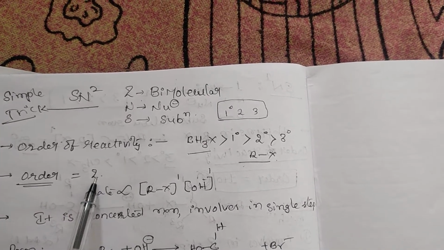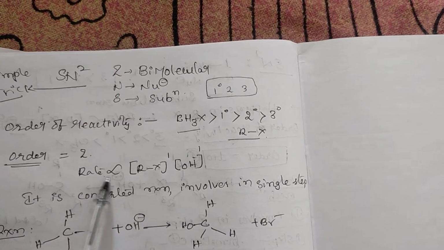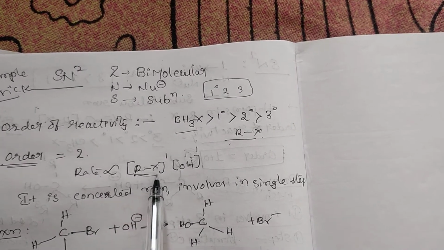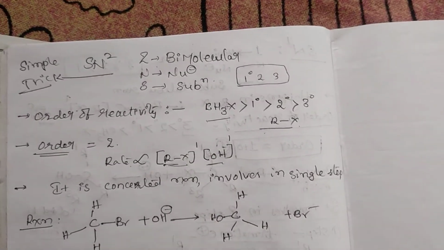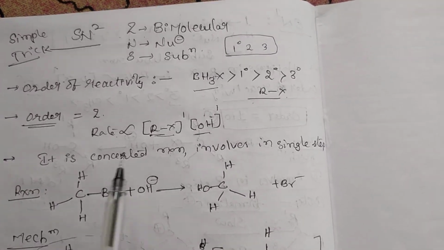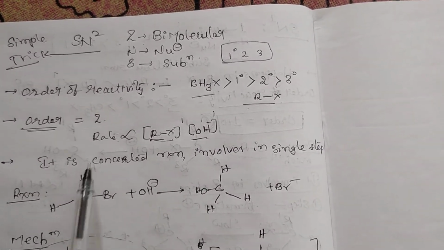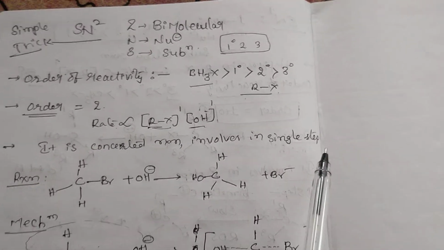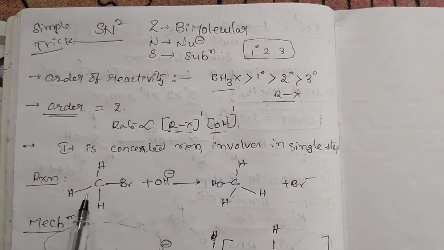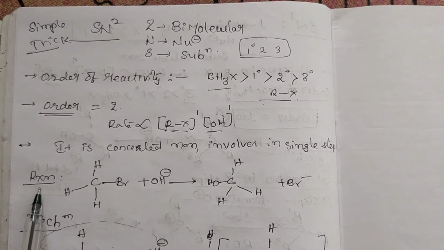In this reaction, the rate of reaction is directly proportional to the concentration of alkyl halide and the concentration of OH minus. Clear? Next, this reaction occurs in only one step because it is a concerted reaction involving a single step.